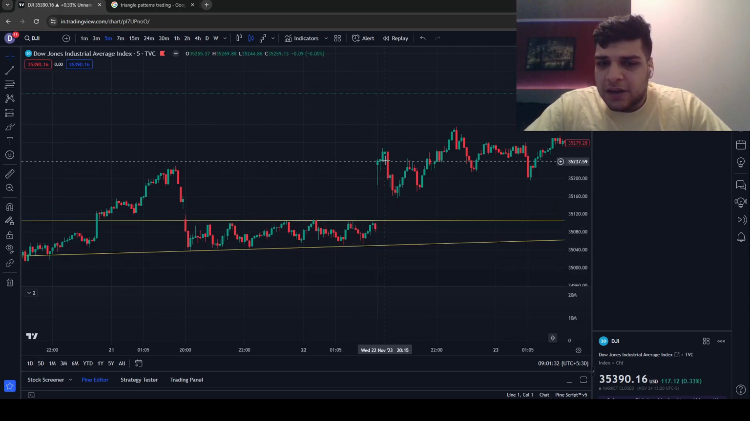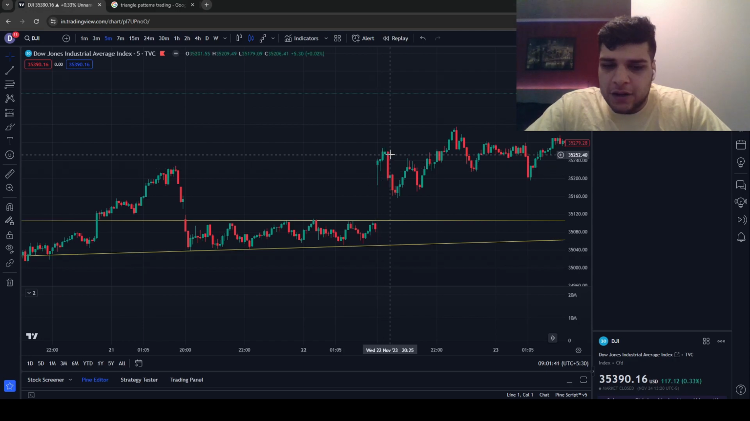But when it did break out finally, if you would have shorted here and took the position home, you would have suffered big, huge losses here on the opening on the 23rd.